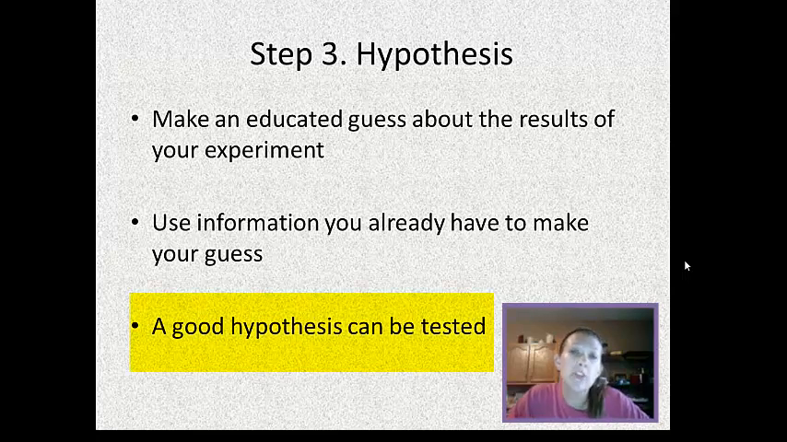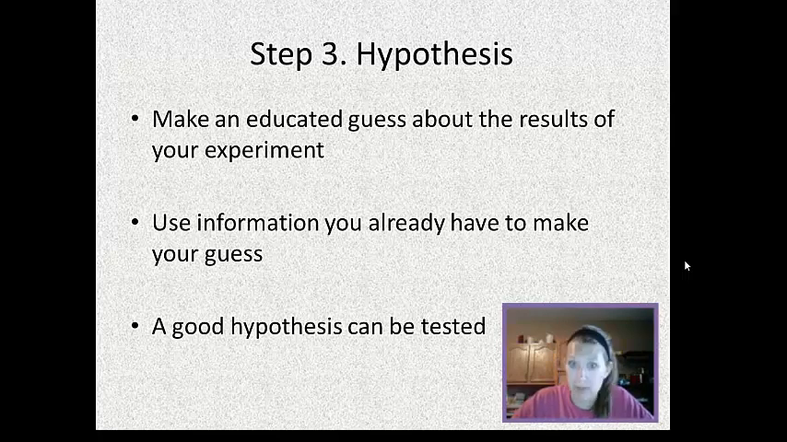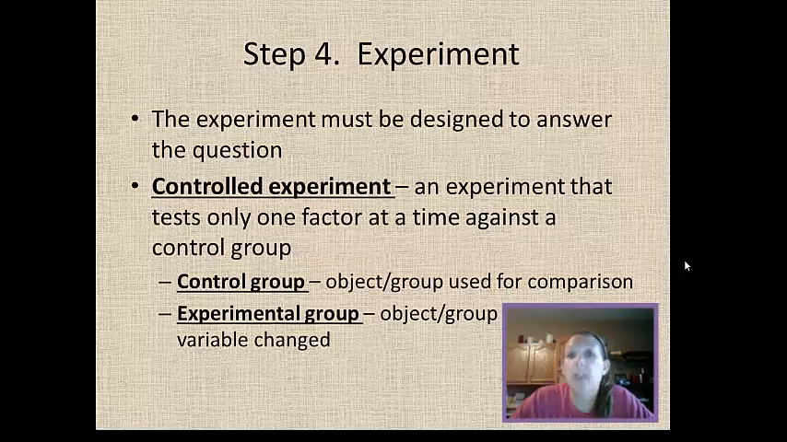So if you're trying to figure out why your milk went sour and you know you left it out last night, your hypothesis could be that milk might go sour faster at higher temperatures. And that can easily be tested. And that gets us to our next step, which is designing an experiment. The experiment must be designed to answer the question. So if you're trying to figure out if milk goes sour at higher temperatures, then you need to design an experiment around that.